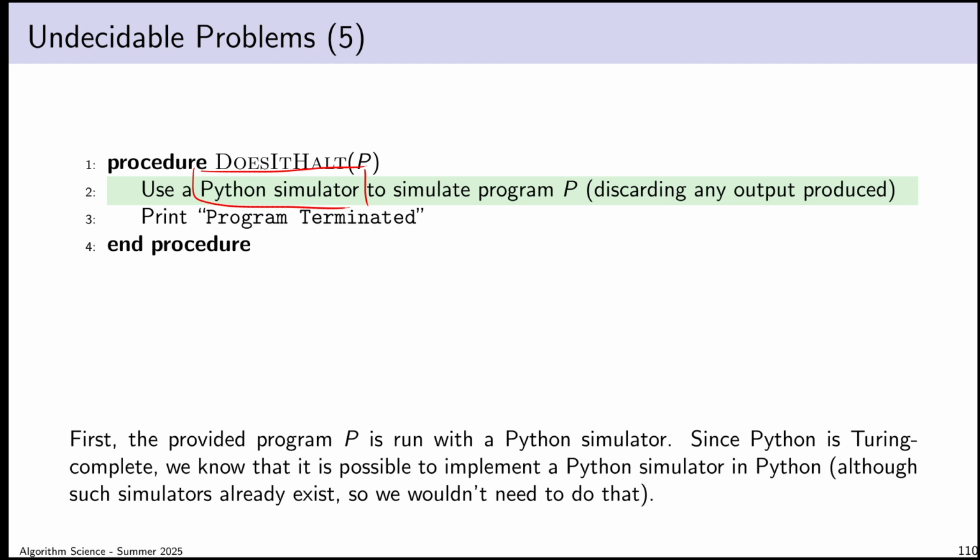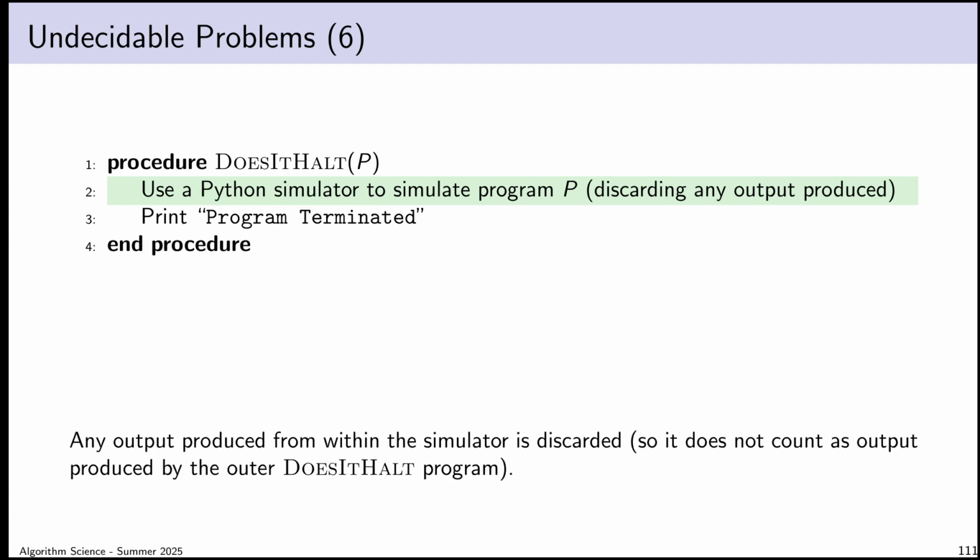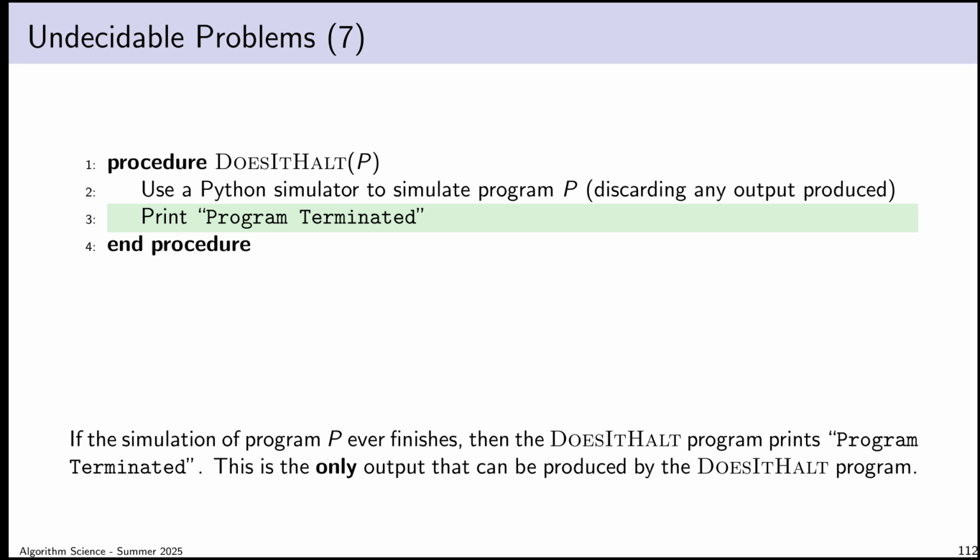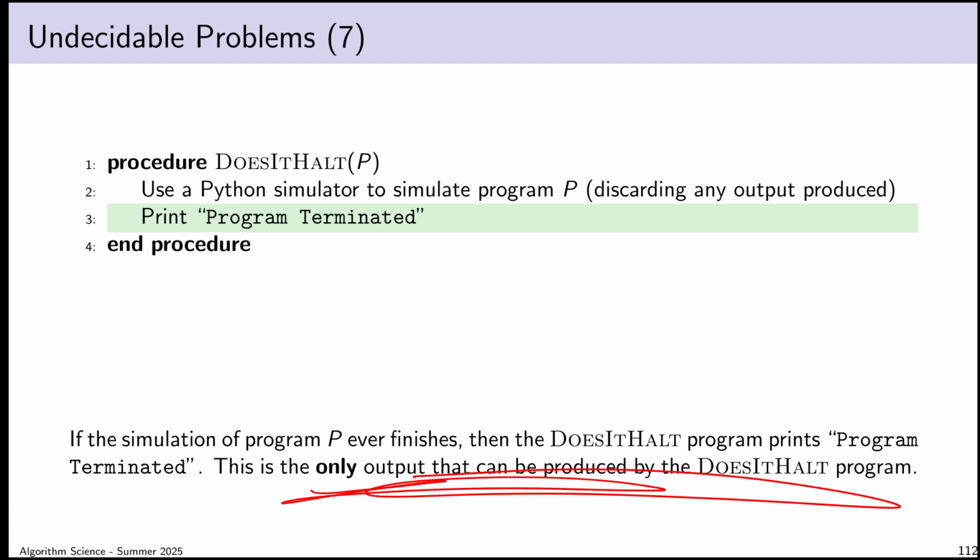You can actually use a Python simulator that you can run from inside of Python. So I do that, and any output produced inside of the simulation is just ignored. So this program never produces any output at line 2. If I ever get to line 3, I print out "program terminated." Notice that this is the only output that will ever be produced by the program I've created here. This program only ever produces output at line 3. And maybe now you can see the problem. The only time there's output produced by this program is if program P halts.